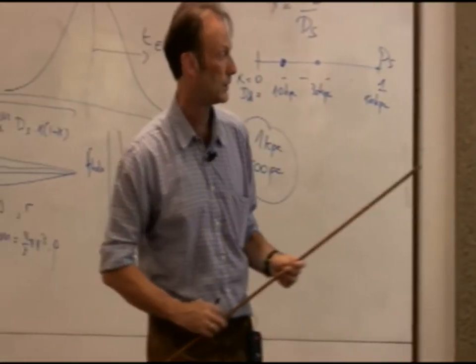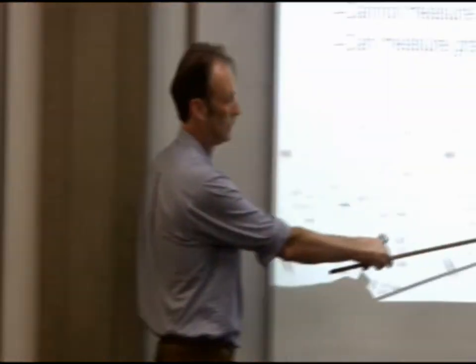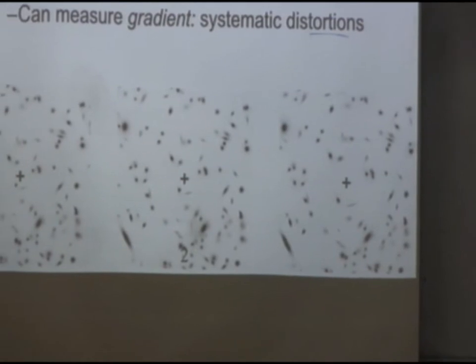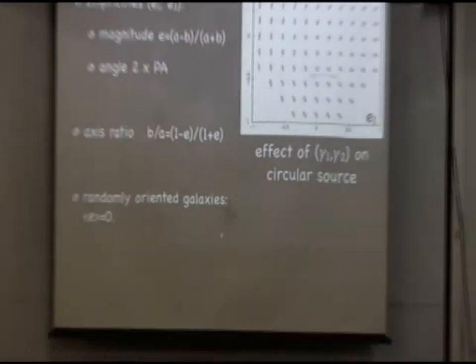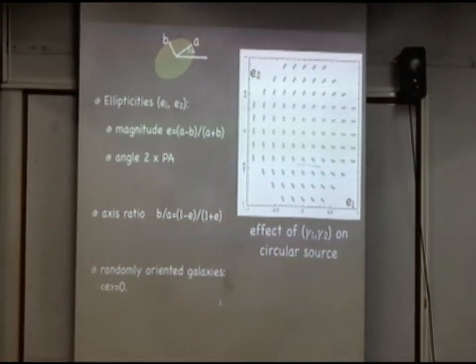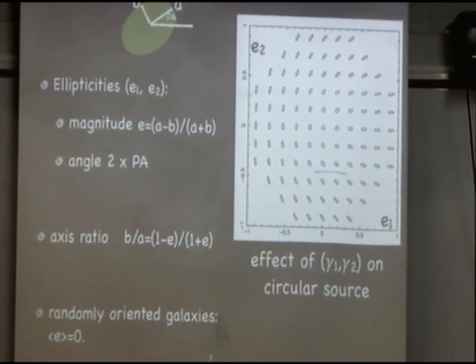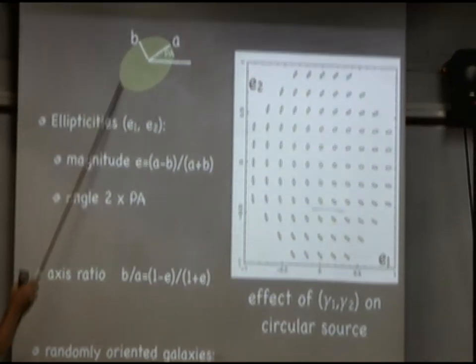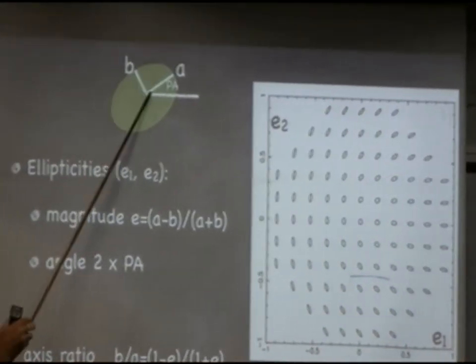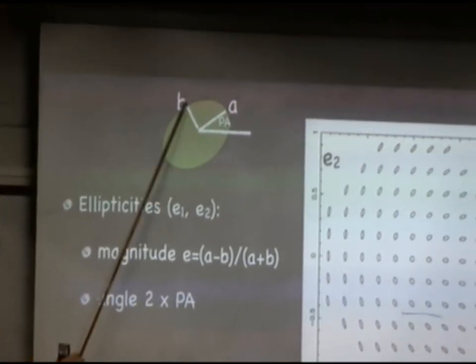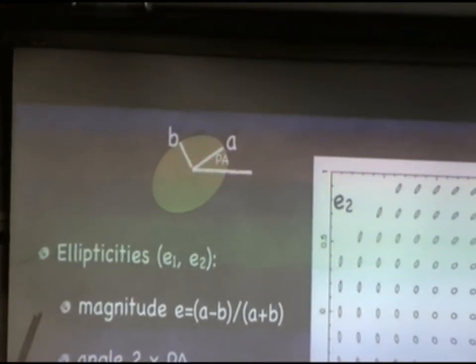It turns out that there are techniques to take this picture here and notice that there is a systematic distortion of the galaxies present. And the way you do this is by measuring galaxy ellipticities. So for every galaxy, fit an ellipse. Basically, an ellipse has a long axis and a short axis and an orientation. So you need three parameters, A, B, and the position angle, theta.